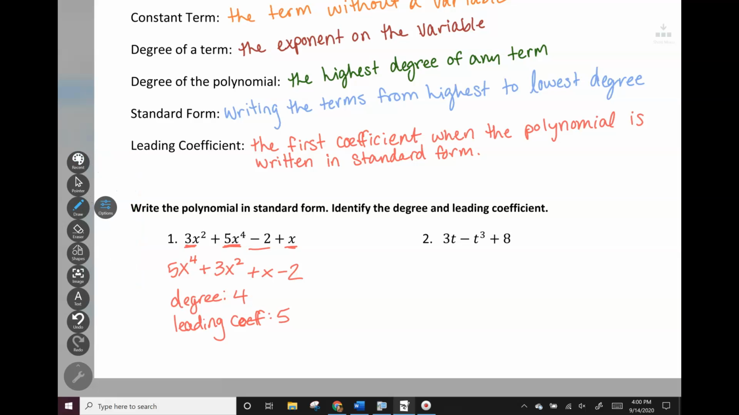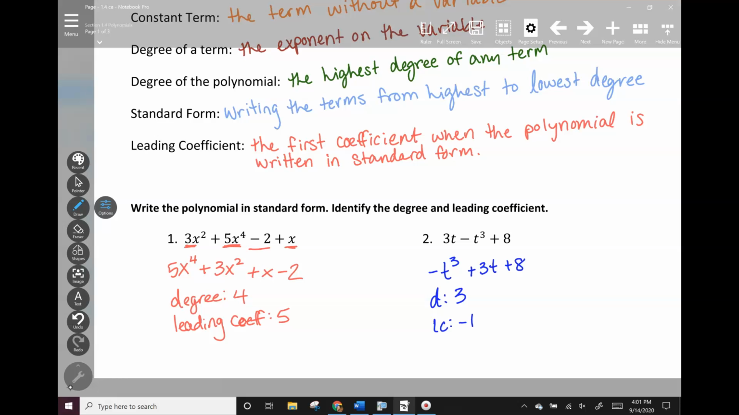All right, number 2, try writing that in standard form. Make sure that the minus in front of the t cubed does stay with that term. So even if you rearrange it, that negative is going to go in the front. So the degree is 3, and the leading coefficient is -1. That's a -1 right there.